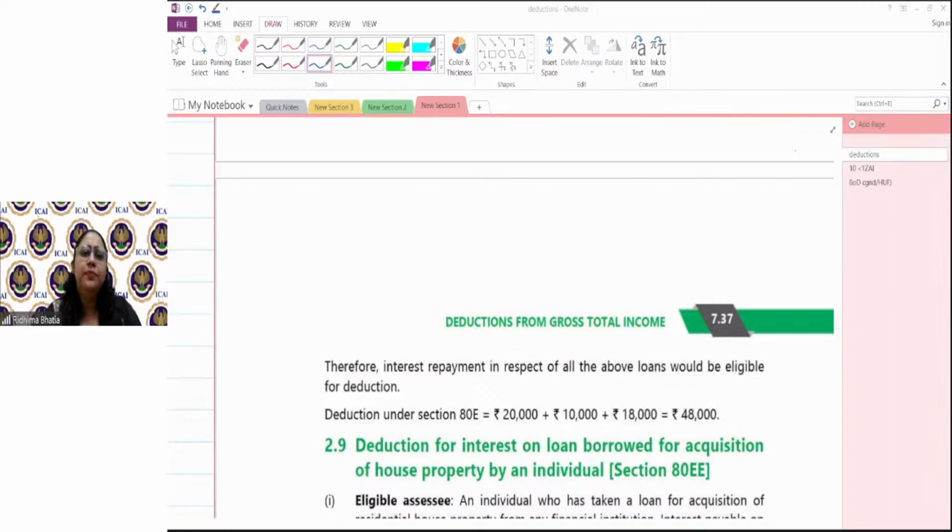Any doubt in 80E? It's simple. Whenever an education loan comes up, you should remember you have to apply 80E. Questions will not be direct. You have to put a flag check on the key terms which could make me apply those sections.